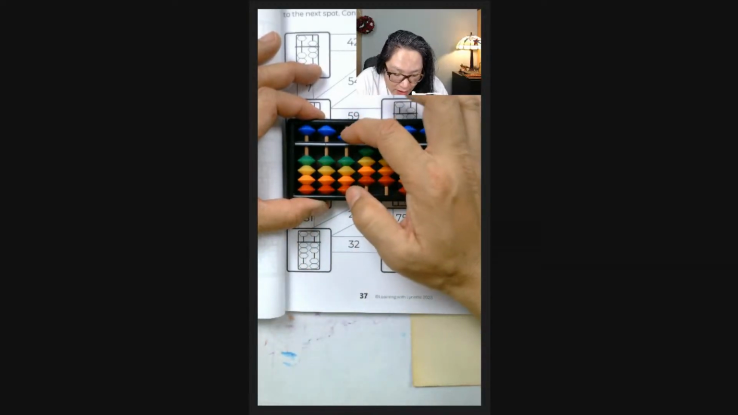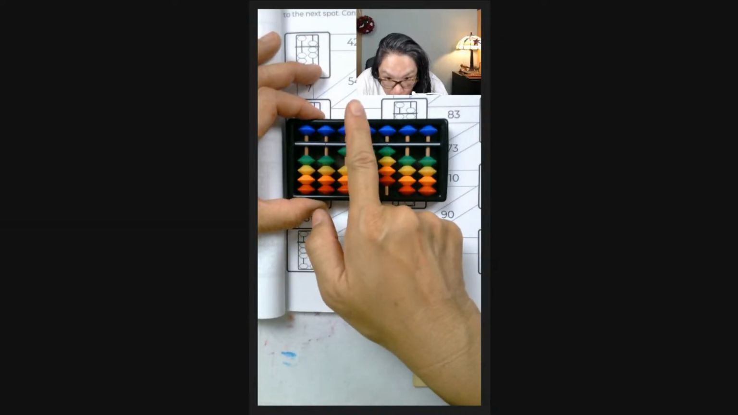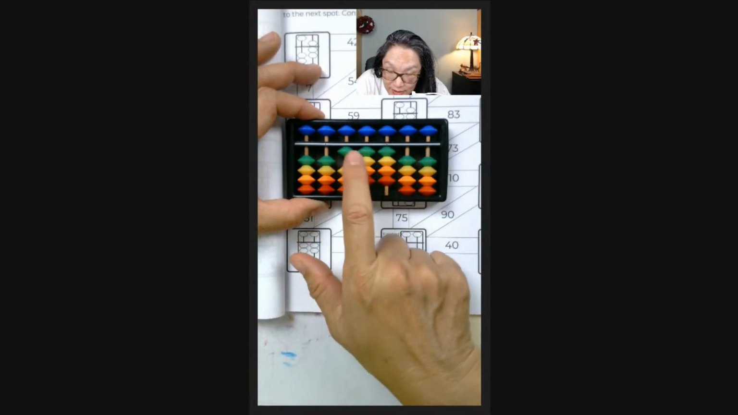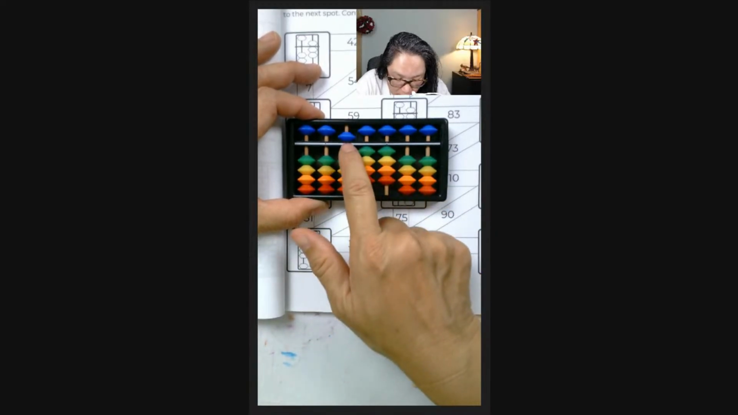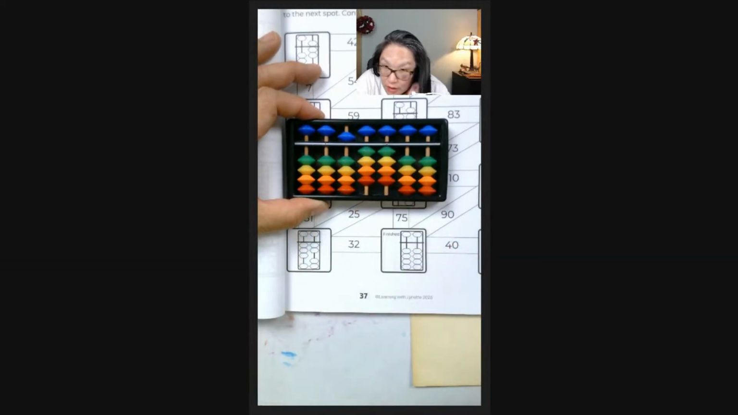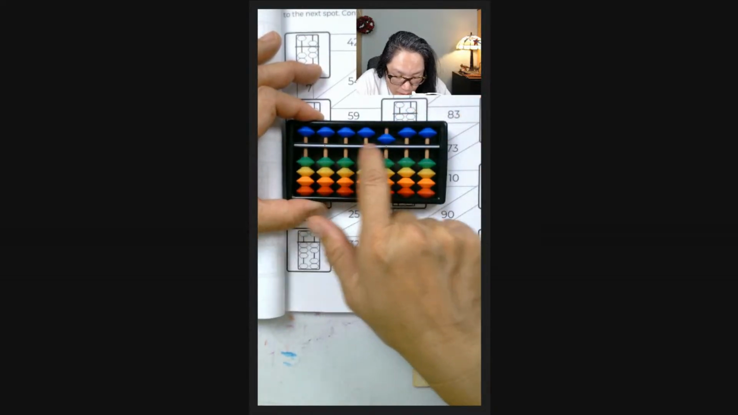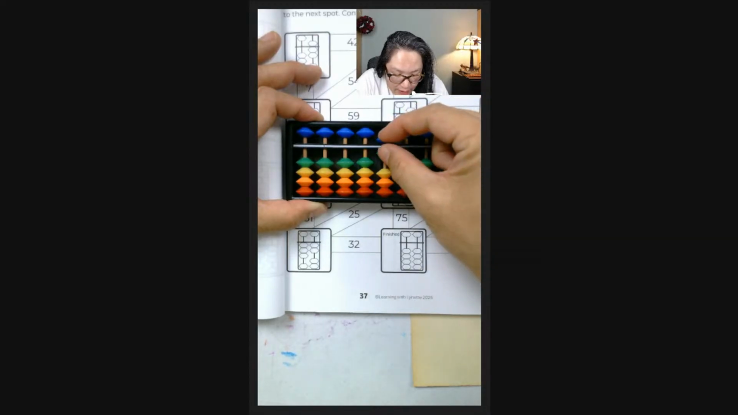Every top bead is a value of 5. The 5 and then 1. So Chris said 144. 144 looks like this. The answer to the question I started off with is 544. So what we want to do is make sure we understand it all depends on what beads are touching the horizontal bar. When the beads are touching the horizontal bar, that's what's being counted.